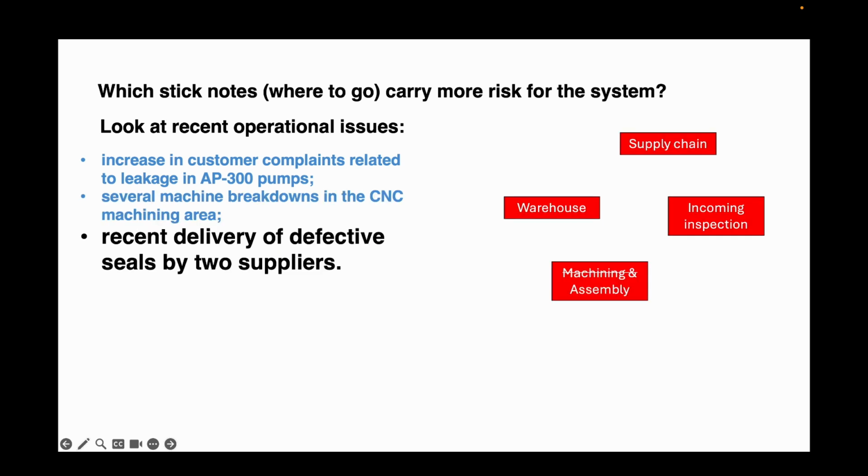And now the supplier issue. If defective seals were recently delivered, I want to look at supply chain, incoming inspection, warehouse, and again, assembly. Supply chain because of supplier selection and follow-up. Incoming inspection because of detection at receipt. Warehouse because of segregation and lot control. And assembly because even if the defect came from outside, I still need to know how it entered the product.